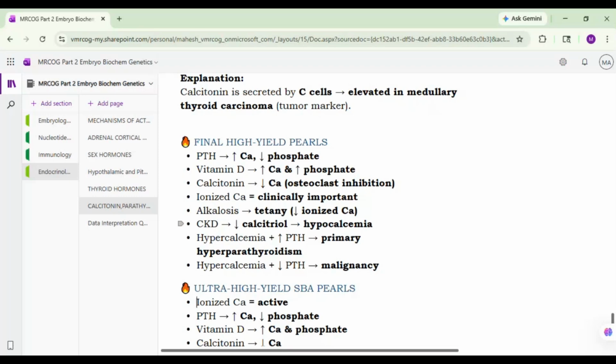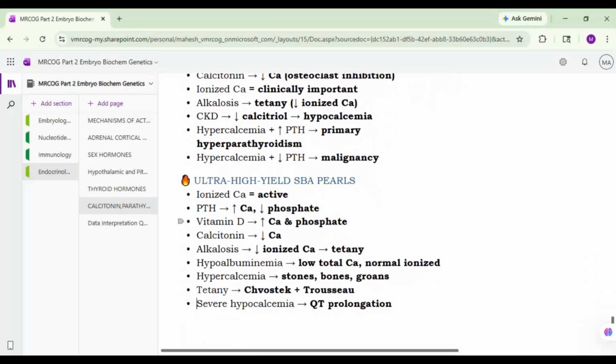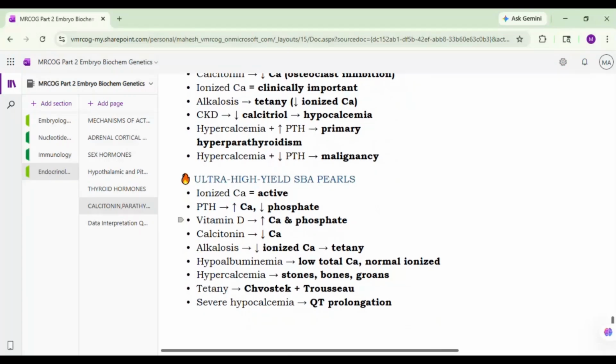Hypercalcemia plus increased parathyroid hormone is a primary hyperparathyroidism. Then hypercalcemia with reduced PTH will be seen in malignancy. So ionized calcium is the active form. Parathyroid hormone will increase calcium and reduce phosphate, vitamin D increases calcium and phosphate, calcitonin will reduce calcium, alkalosis will reduce ionized calcium and cause tetany. Hypoalbuminemia will cause low total calcium but normal ionized calcium, so no tetany there.